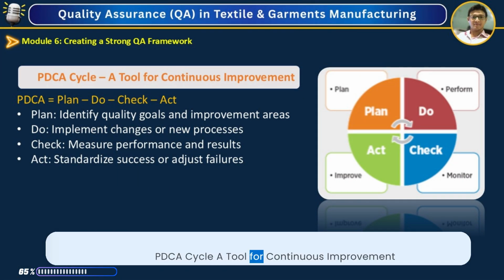PDCA cycle: a tool for continuous improvement. PDCA: plan, do, check, act. Plan: identify quality goals and improvement areas. Do: implement changes or new processes. Check: measure performance and results. Act: standardize success or adjust failures.